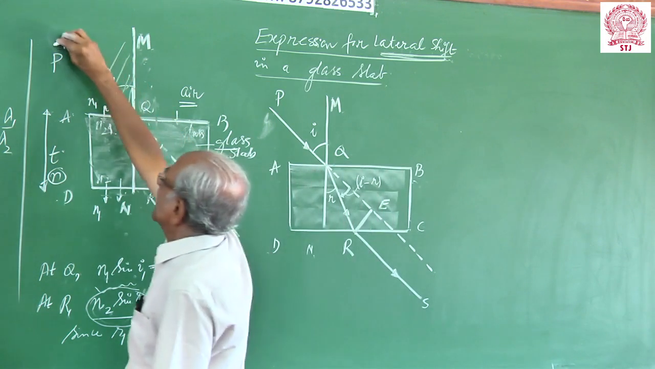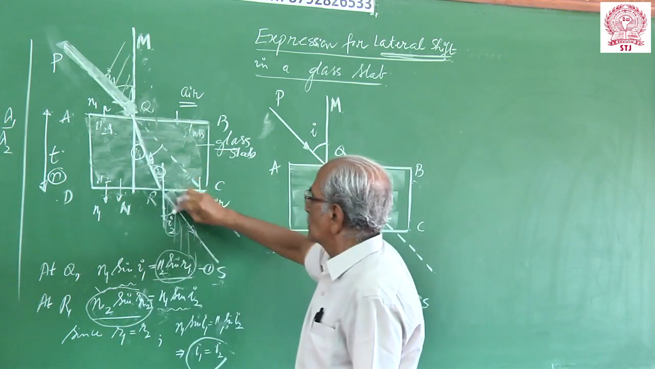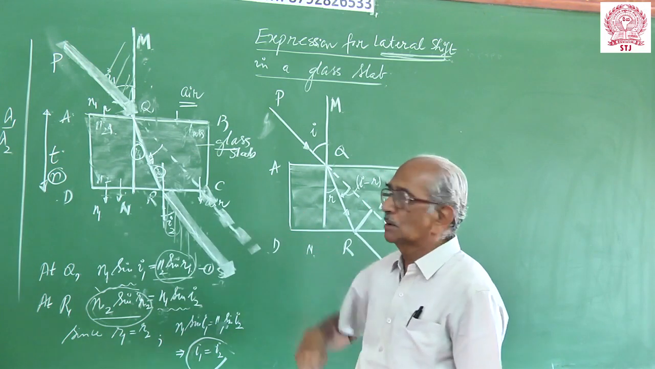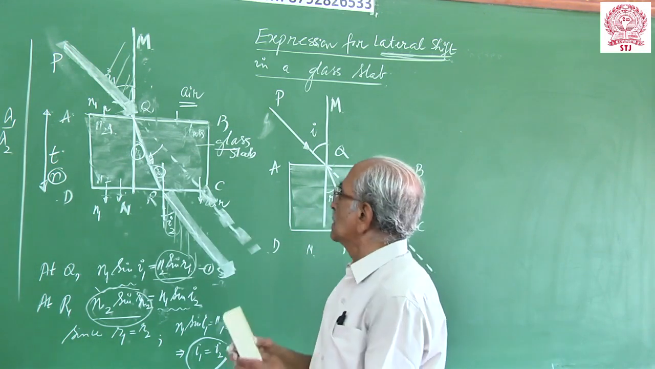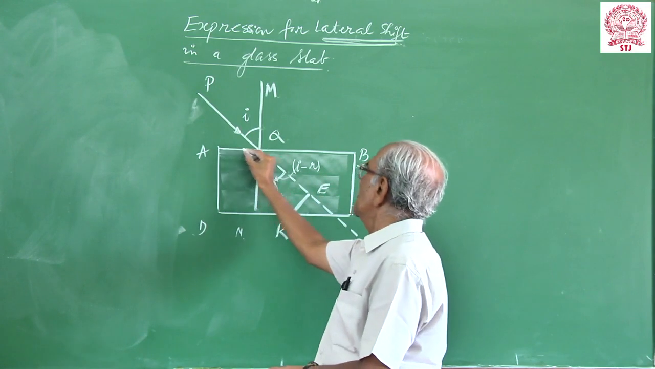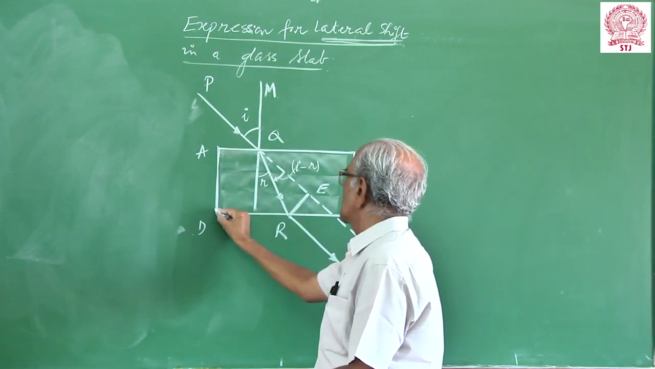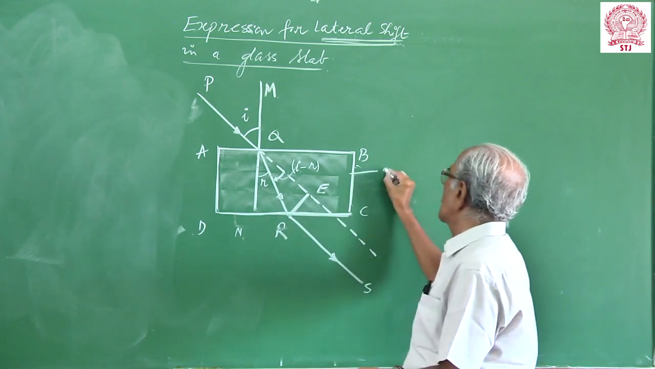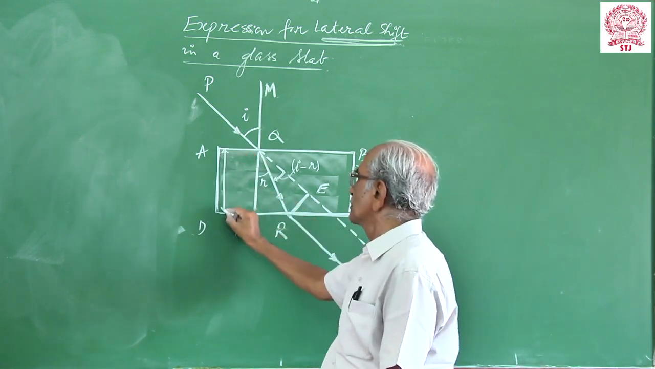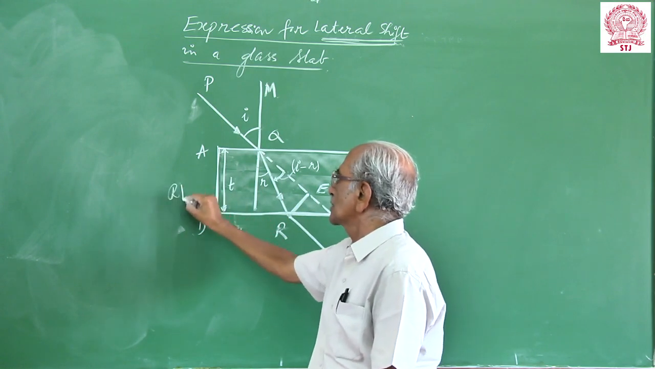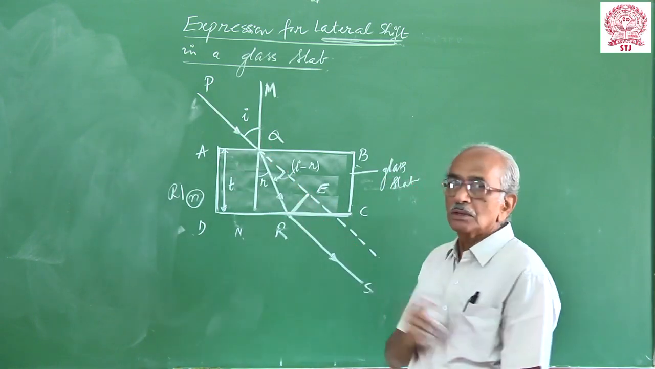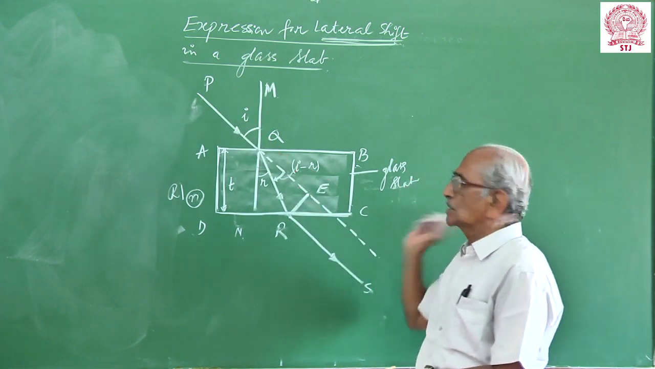That is, the emergent ray comes out parallel to the incident ray direction. This is the incident direction. They come out parallel. Now, we will consider therefore, see, ABCD is the principal section of a glass slab of thickness T and of absolute refractive index N. PQRS is the path of light through this slab.